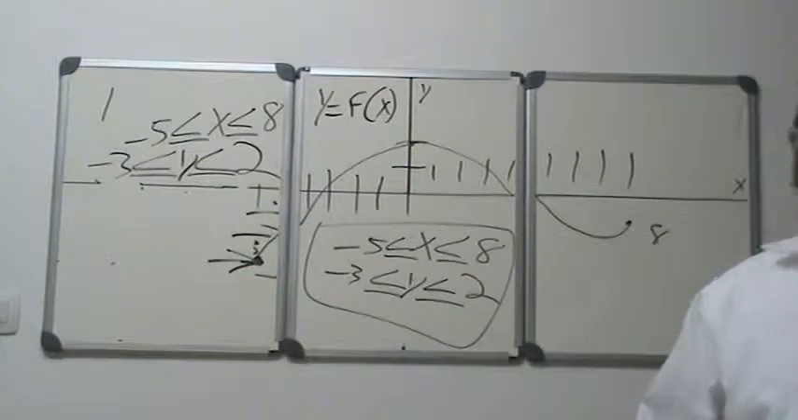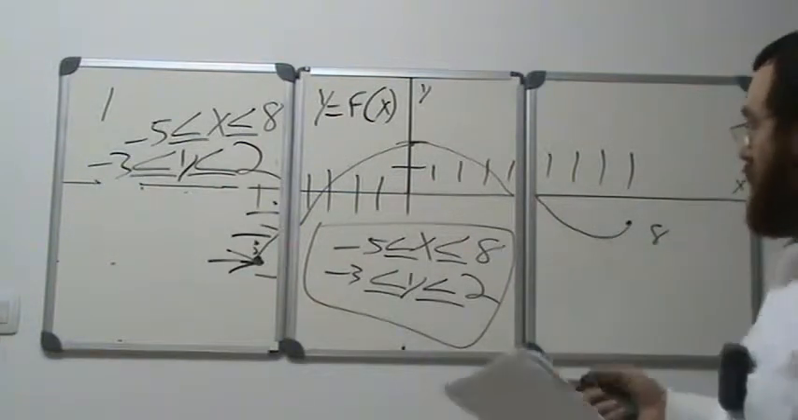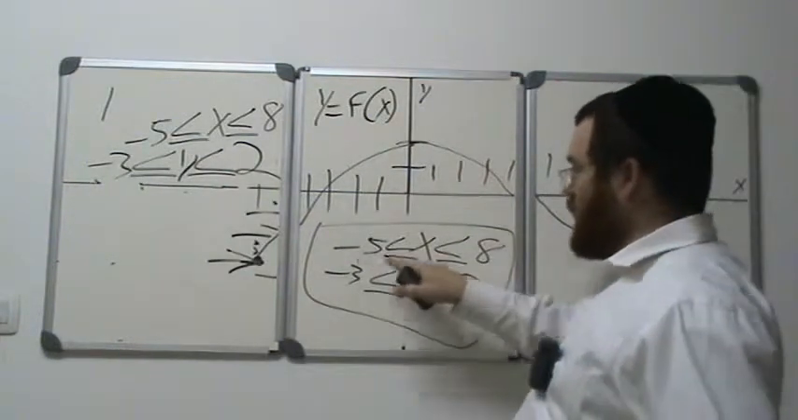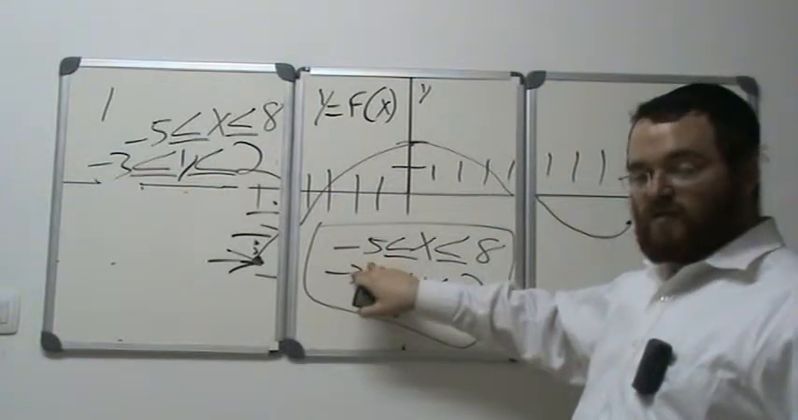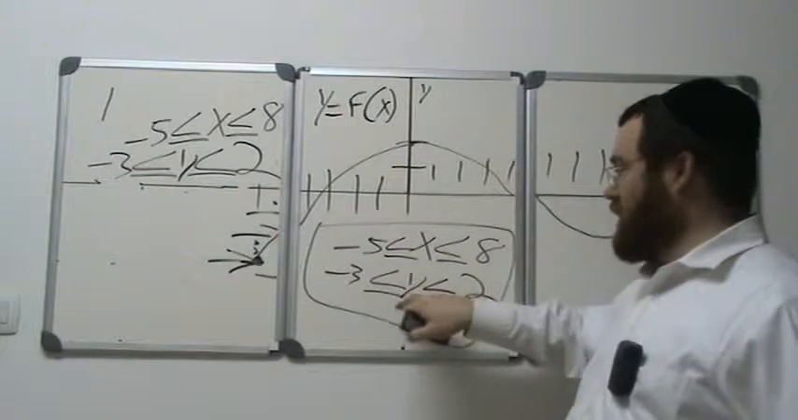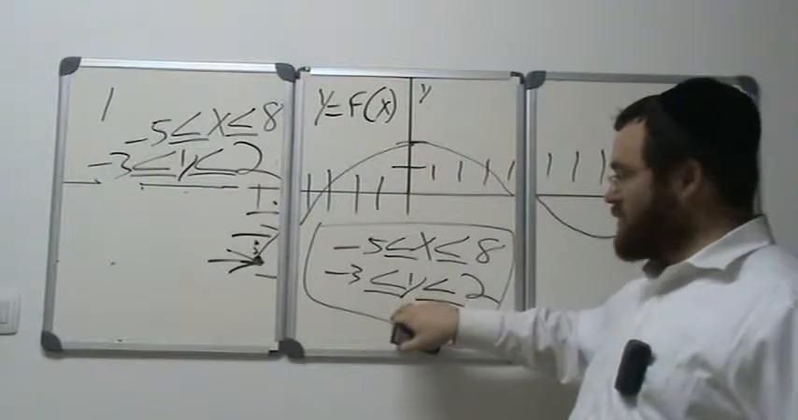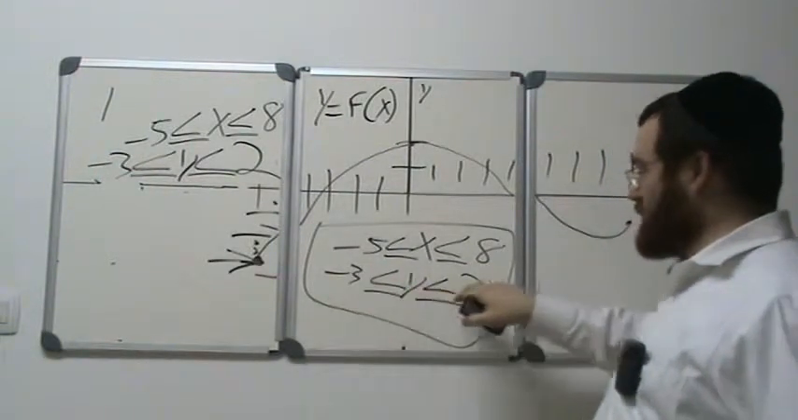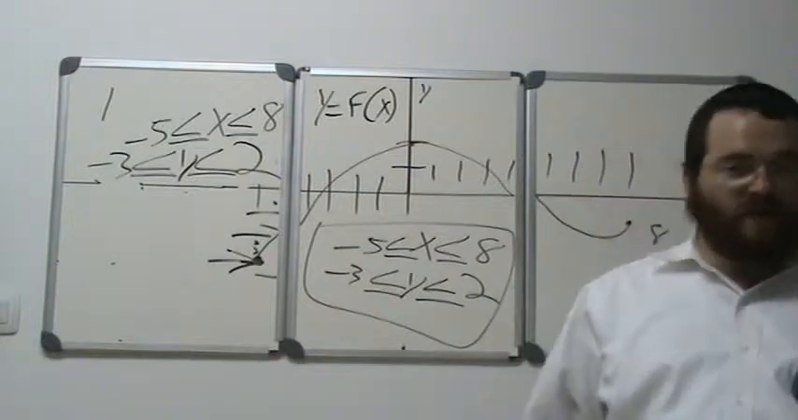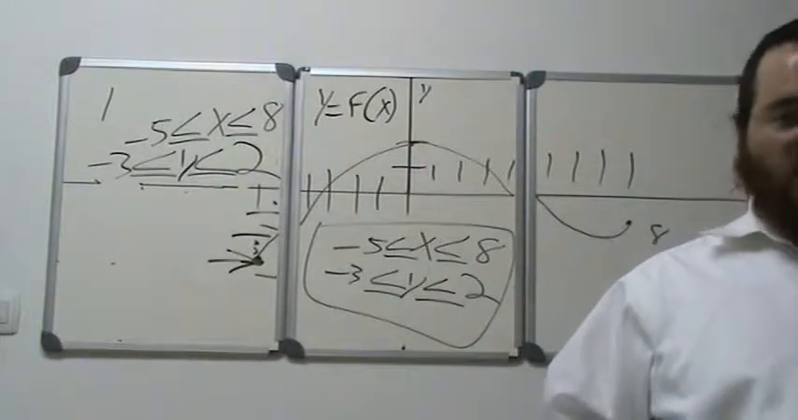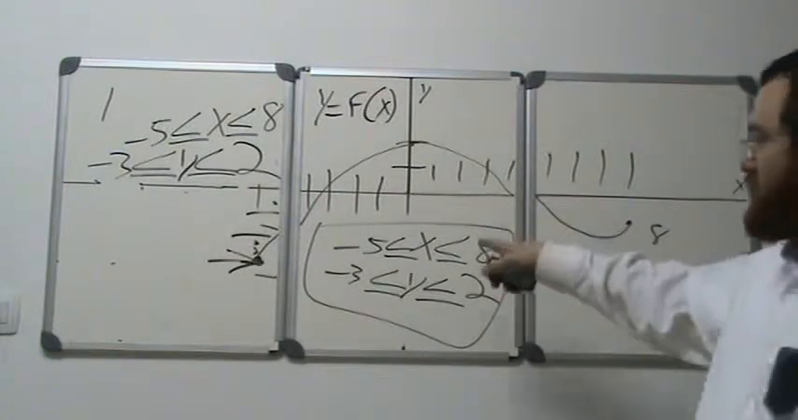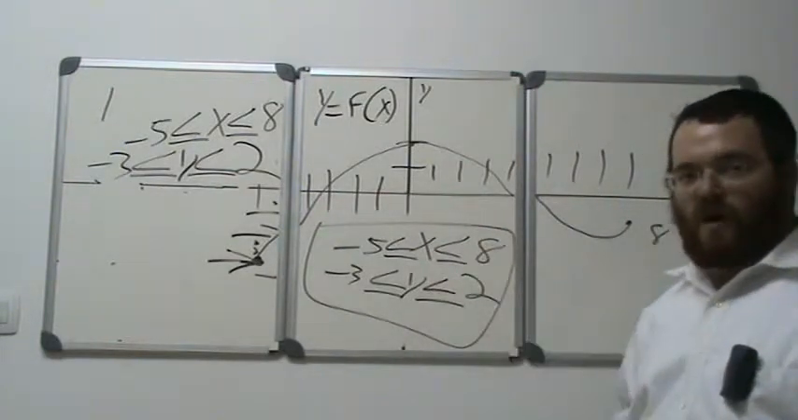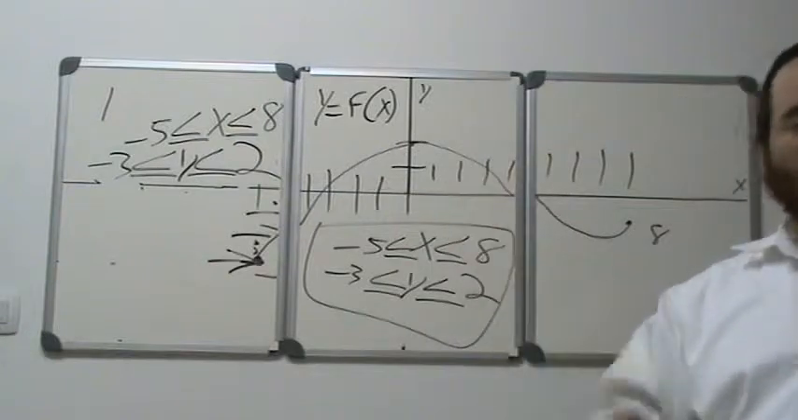If you don't know what domain and range are, all you have to do is find what x is. Over here, x is greater than or equal to negative 5 and less than or equal to 8, and y is greater than or equal to negative 3 and less than or equal to 2. It's good to know for a different question that the x represents the domain, where you are, and the range is how far you reach with the y.